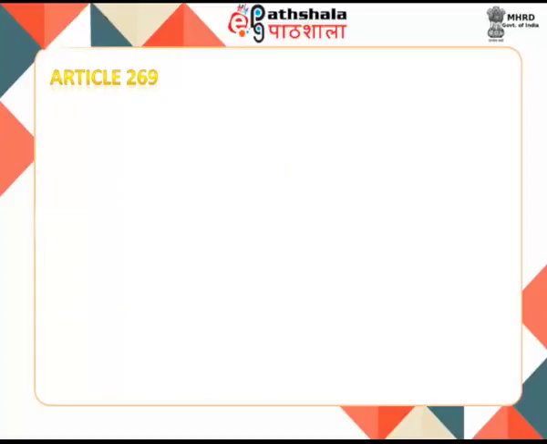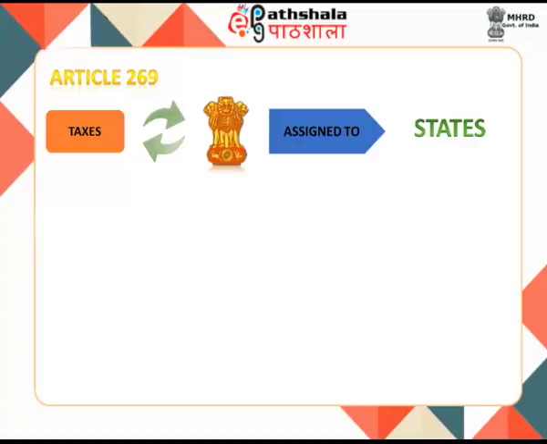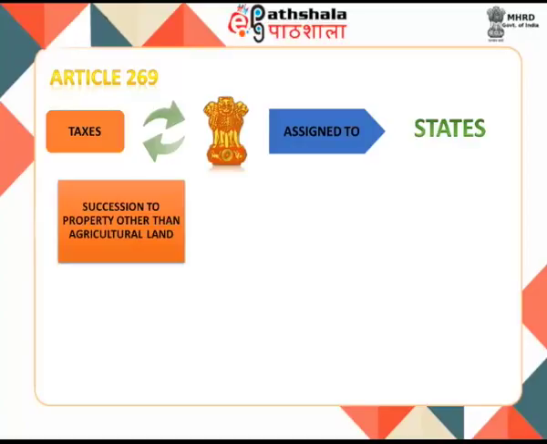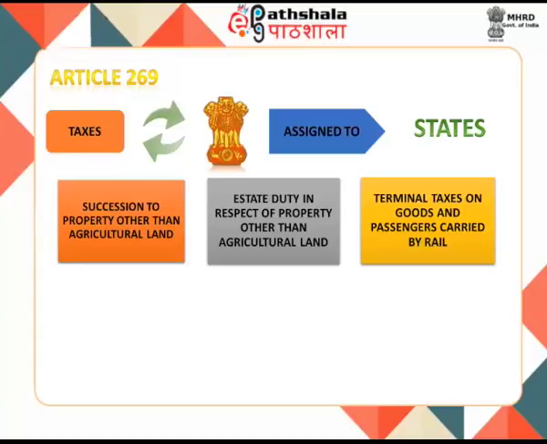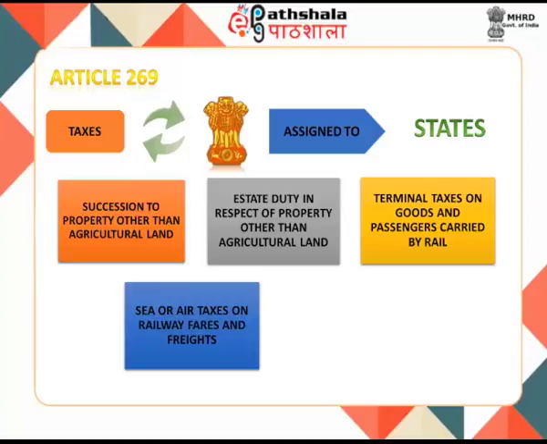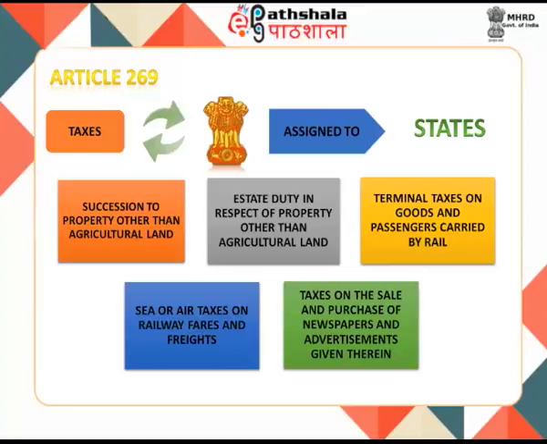Article 269 deals with taxes to be levied and collected by the Union but assigned to the states. It includes duties in respect of succession to property other than agricultural land, estate duty in respect of property other than agricultural land, terminal taxes on goods and passengers carried by rail, sea or air, taxes on railway fares and freights, taxes on the sale and purchase of newspapers and advertisements given therein, etc.